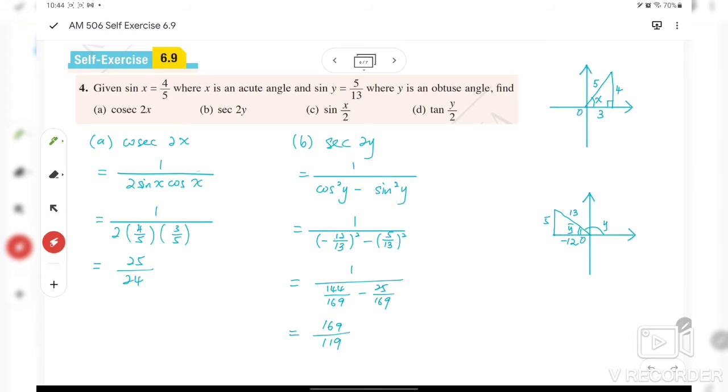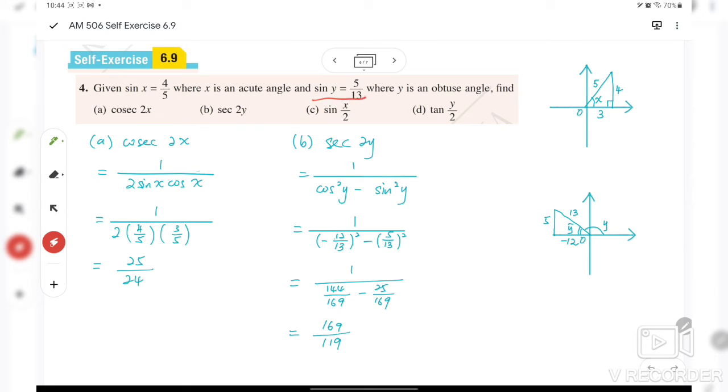Number 4. Given sine x is 4 over 5, where x is an acute angle. So when x is an acute angle, we know x falls in the first quadrant. So we sketch our triangle in the first quadrant with the sides given here, opposite 4 and hypotenuse 5. From these two, we can calculate the adjacent, 3, with the Pythagoras theorem.